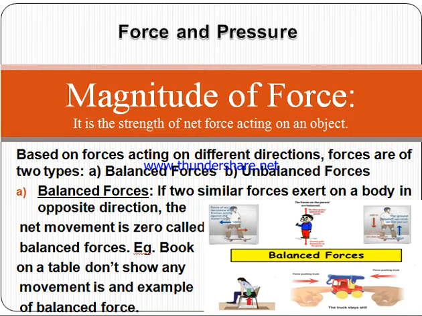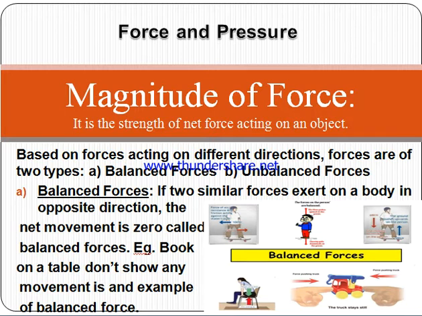What is the magnitude of force? It is the strength of the net force acting on an object. Suppose two or more forces are acting on an object, then what is the net resultant force? That is based on two types. One is known as the balanced force and the other is known as the unbalanced force.